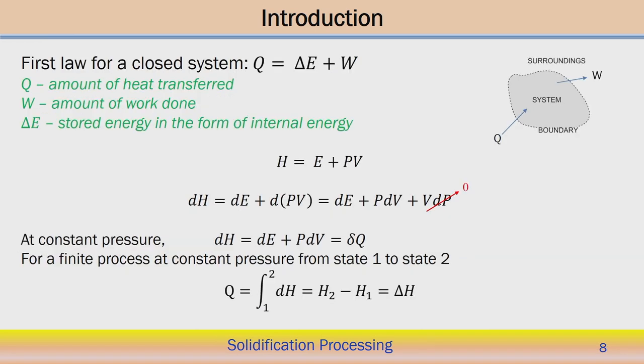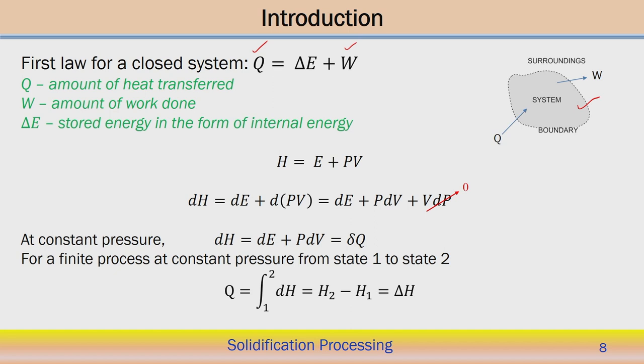Now, the first law for a closed system. For the first law of a closed system, we consider the amount of heat transfer. Suppose this is the system, defined by a boundary surrounding it, and it can interact with the surroundings by exchanging energy. Q is the amount of heat transferred to the system, and W is the work done by the system.